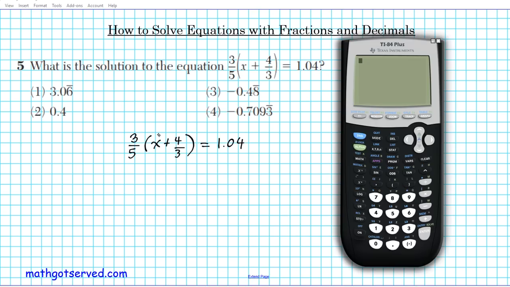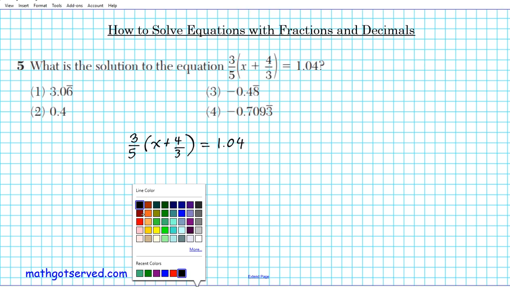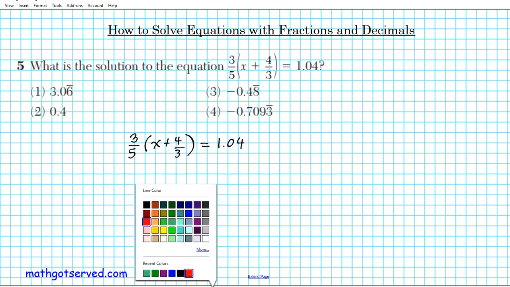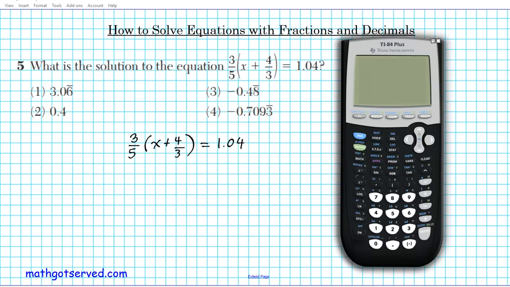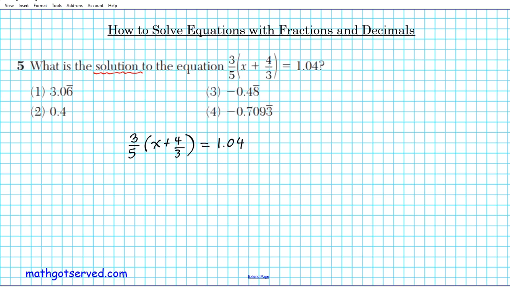You can distribute and then isolate x, or you can eliminate this annoying fractional coefficient first and then attack this one next. That will save you a distribution step. You always want to take the fewest possible steps because it reduces the odds of making mistakes. So the fastest way is to eliminate 3 over 5 on the left and then eliminate the 4 thirds. When x is isolated, we have the solution.